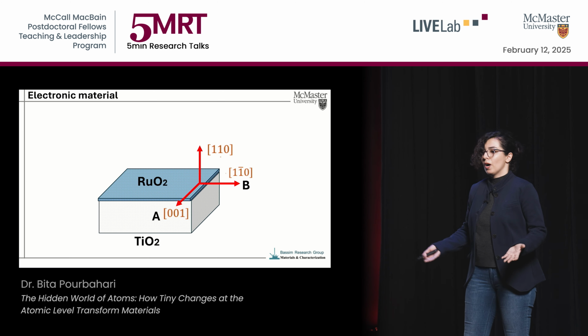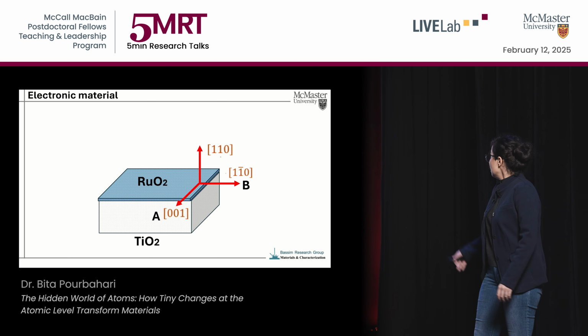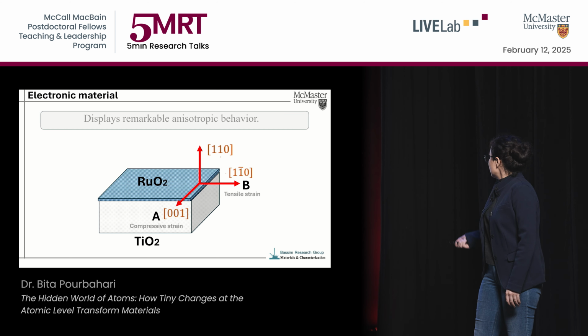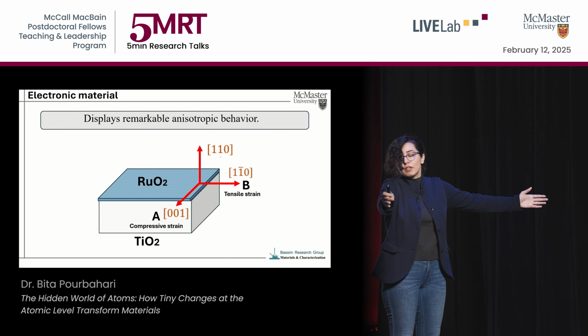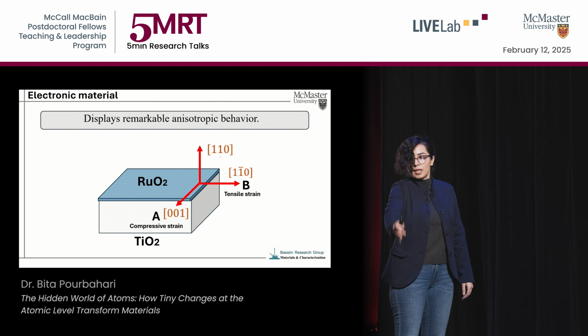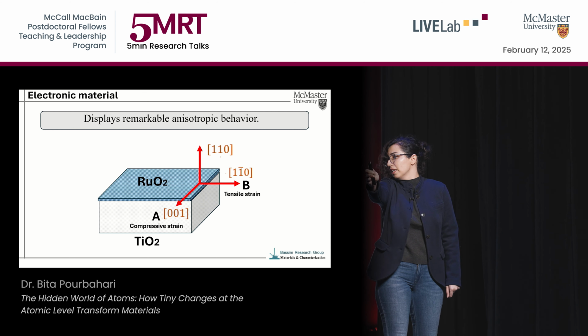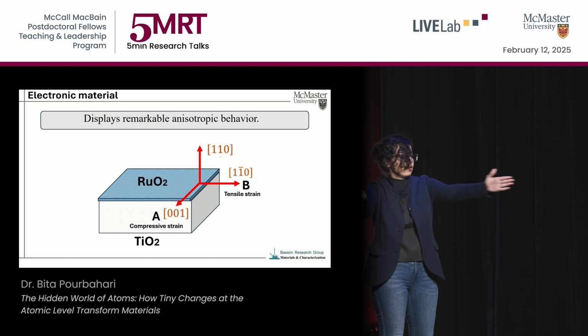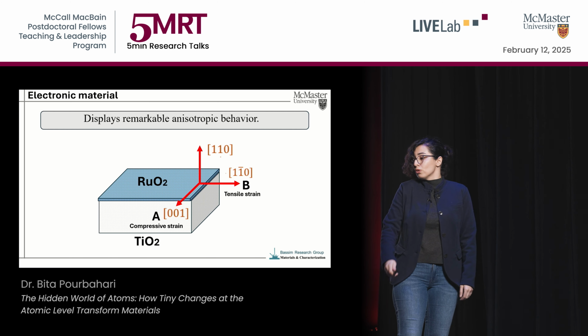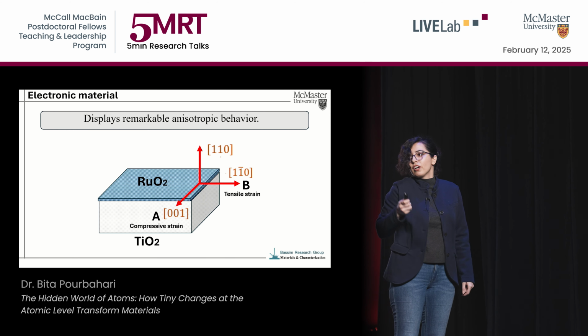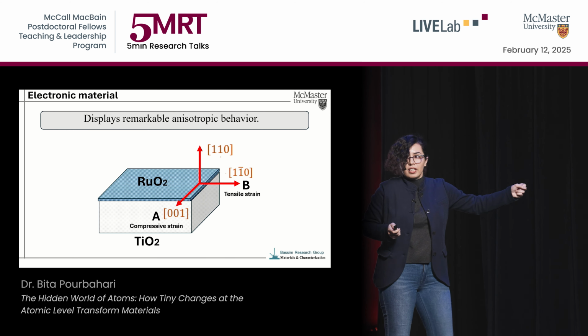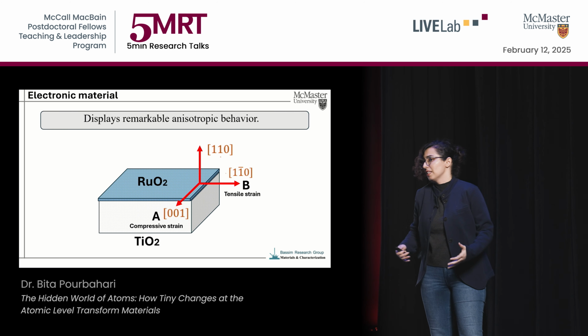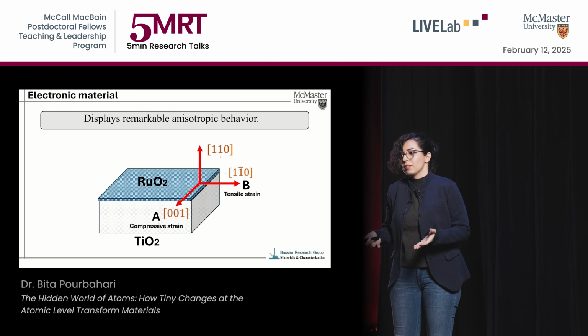So what is the problem here? The researchers found that in these two directions, we have two different properties. For example, in direction A, I have different electronic or magnetic properties than when I move to direction B. For example, in direction A, I have a compressive strain, but in direction B, I have a tensile strain. So the question here is why?